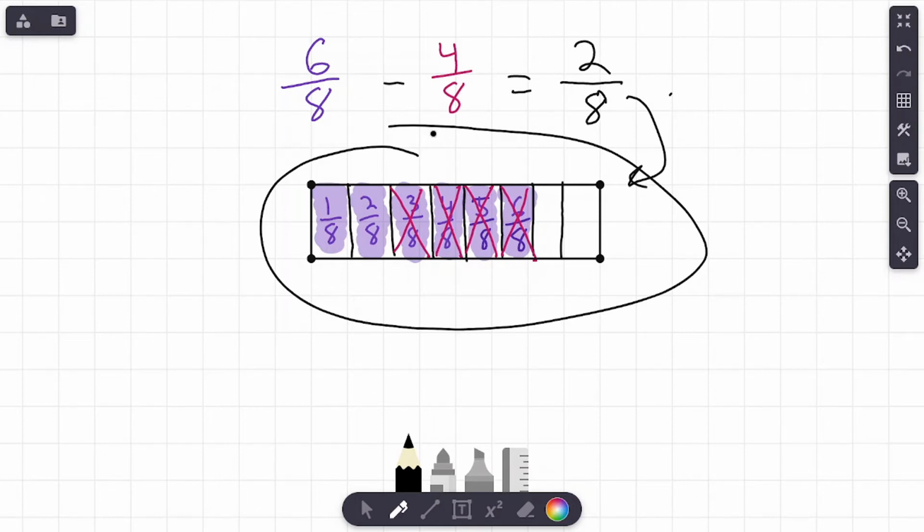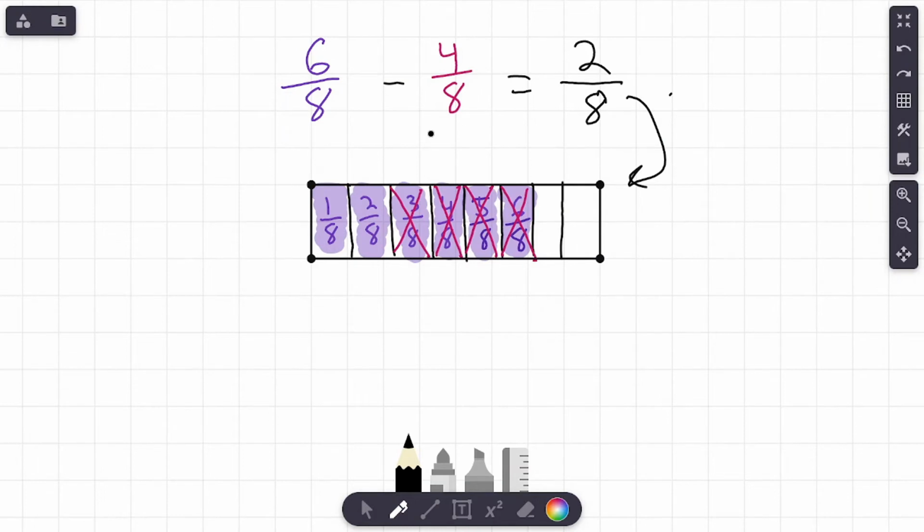That's why I draw the model. It's really, really helpful. Never be afraid of drawing a model or using your fingers in math. They are super, super helpful and really, really beneficial. So take a look at this one. Pause it if you need to. Rewatch it. Figure out where your mistakes are. Join me for the next one.